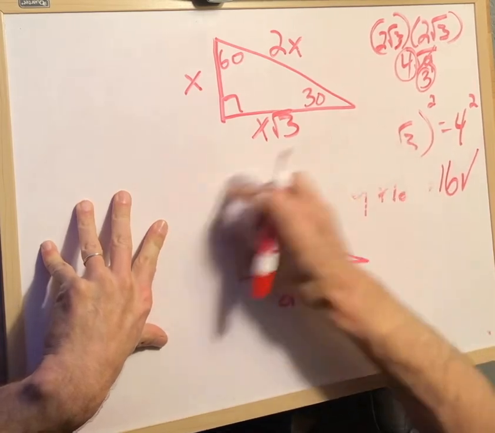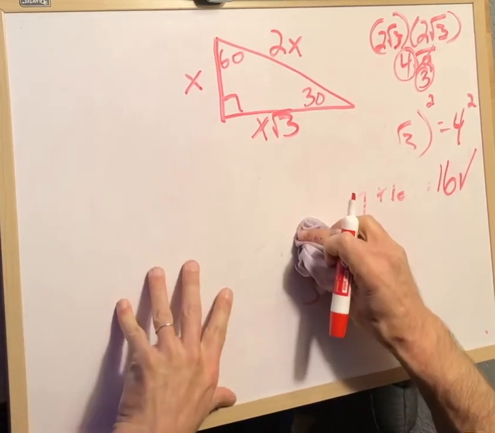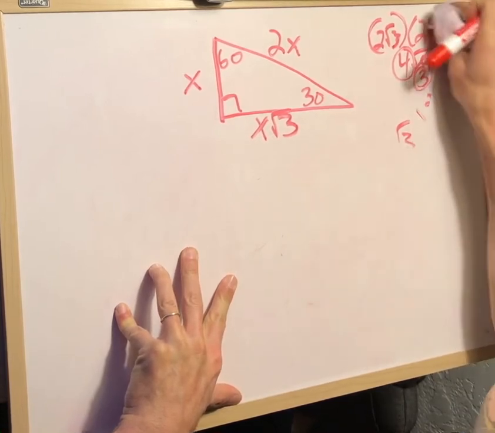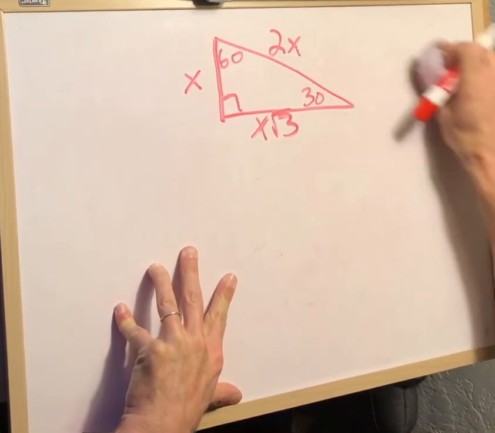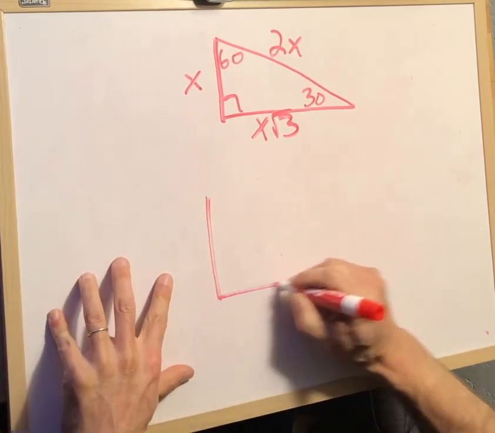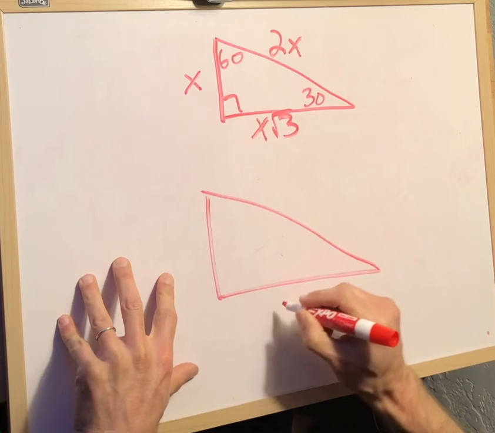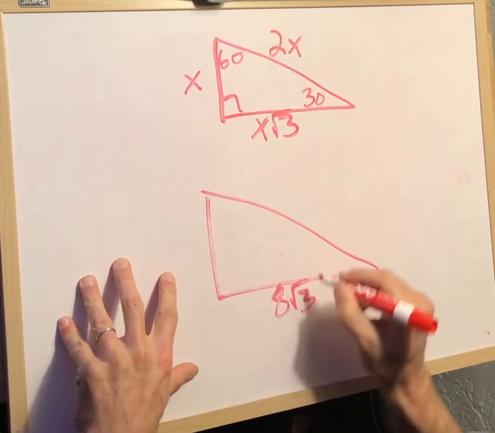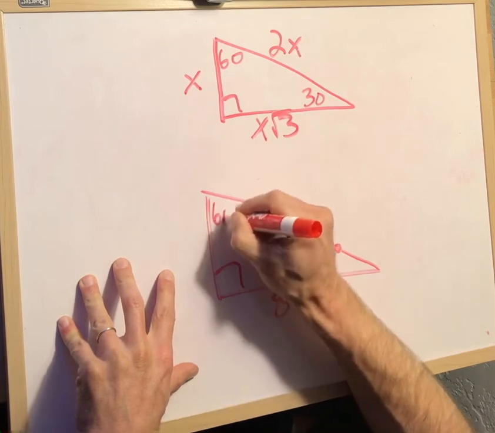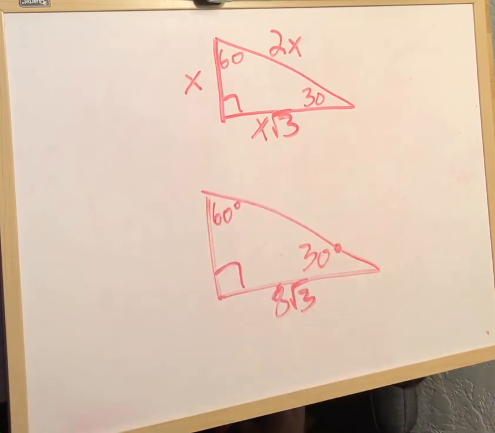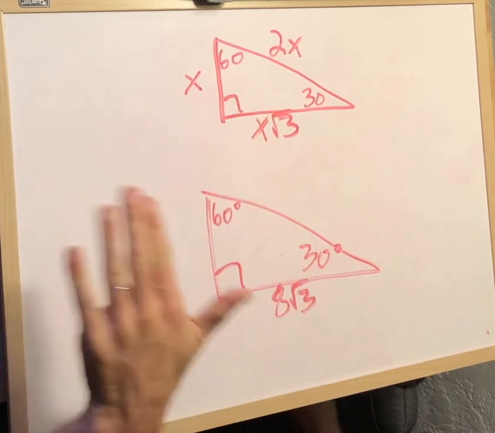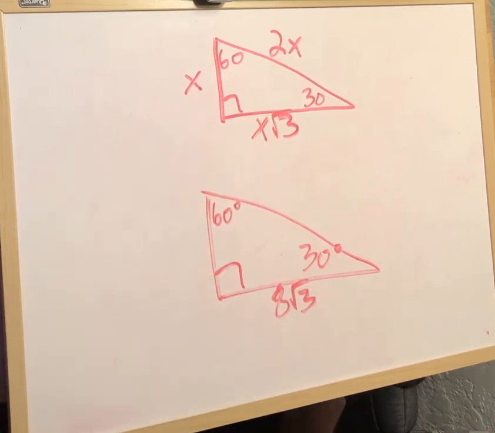Now, in the notes, I give you a couple of example problems, and they start off with an easy one. I give you a right triangle with a side of 8 root 3, and I tell you this is 30 degrees, and this is 90. So by default, this has to be 60. What would this side be? Well, look at the pattern. Not a formula, just a pattern. You'll see why I'm saying it's not a formula in a second.